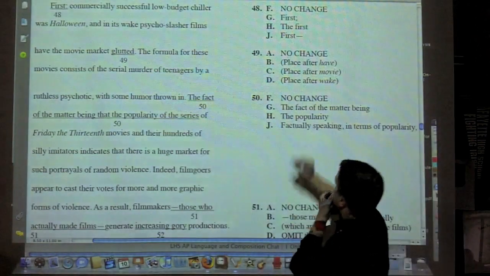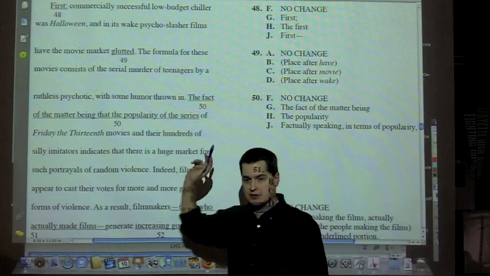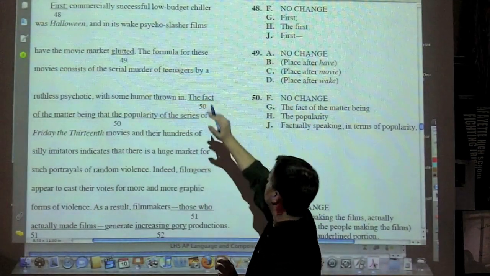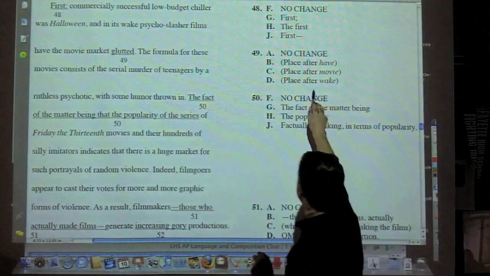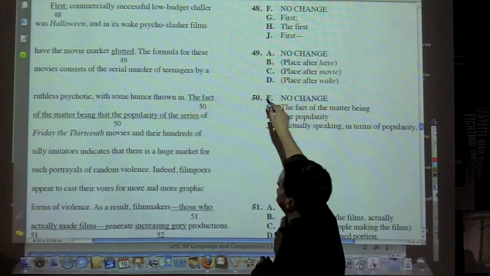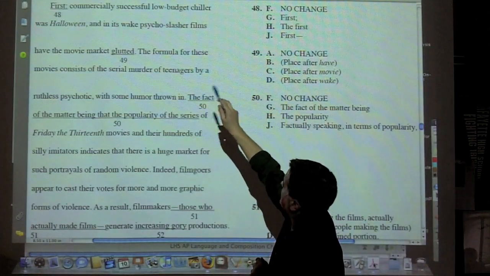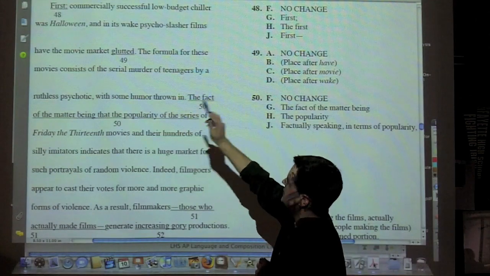But some of you said that it was C. Let's go ahead and do it. That's what a good test taker does. Let's fill in the answer. Let's plug it into the sentence. And in this case, C says you plug it in after the word movie. So, in its wake, psycho slasher films have the movie glutted market.